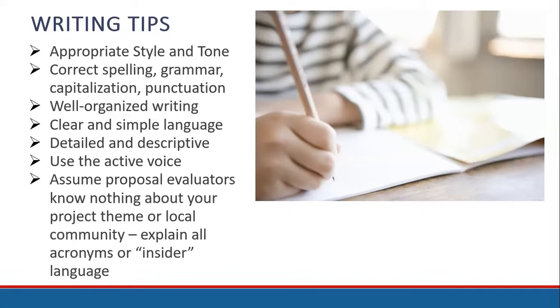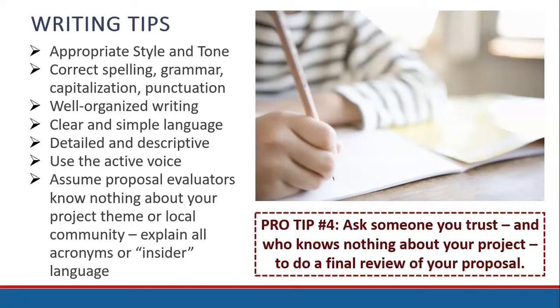Assume proposal evaluators know nothing about your project theme or local community. Be sure to explain and spell out all acronyms and avoid using insider language. Pro tip number 4. Ask someone that you trust and who knows nothing about your project to do a final review of your proposal. This should be someone whose judgment and critical thinking skills you trust. This helps to ensure your ideas are clear, consistent, and well presented. This person should be looking for any missing information that is critical for the evaluation team to understand your proposal.